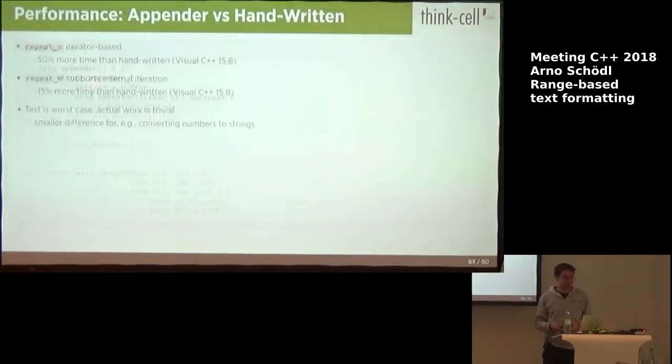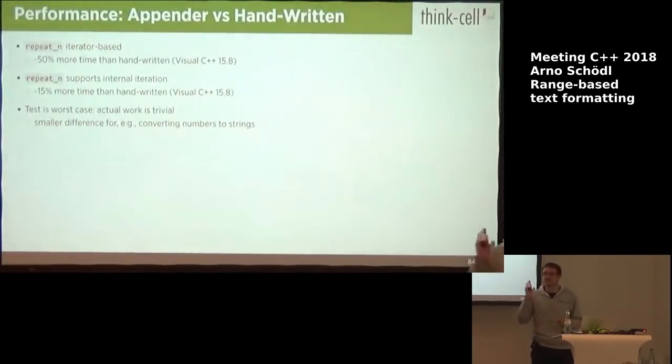So what do we get? Well, if the repeat n is iterator based, we have 50% overhead. If, on the other hand, we use internal iteration, the repeat n will do both. It will support iterators, but in addition, it will also support internal iteration. And the for each that is behind the append somewhere is going to check, do you support internal iteration? And the repeat n is going to say, yep, I do. Okay, then I'm going to use the internal iteration. And in that case, we only lose about 15%. So we are about 15% above the theoretically best string formatting you can potentially write, which I think is pretty good.